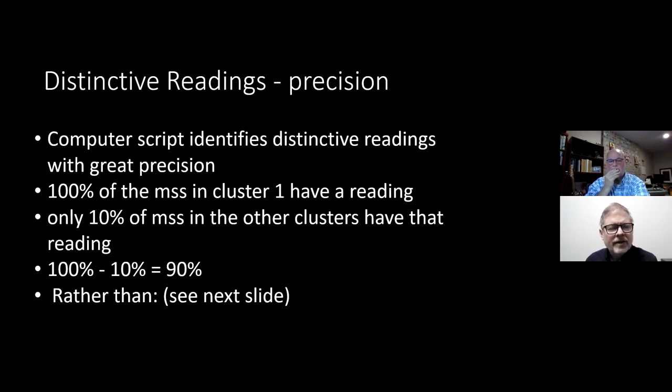One thing I'll mention, we think it's important, distinctive readings, we can identify these with precision. The computer script points us right to certain readings. So for an example, if 100% of the manuscripts in cluster 1 have a reading and only 10% of the manuscripts in the other clusters, then you do some simple math and you get 90%. And so the higher the value, of course, if it's 100%, that's a unique reading. And that is important for understanding possibly transmission history and the textual history of these manuscripts.